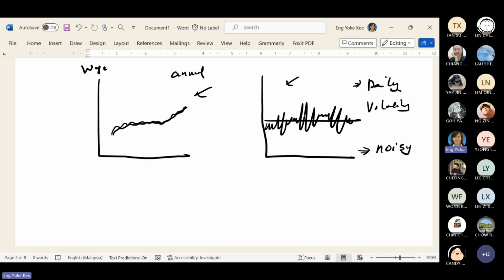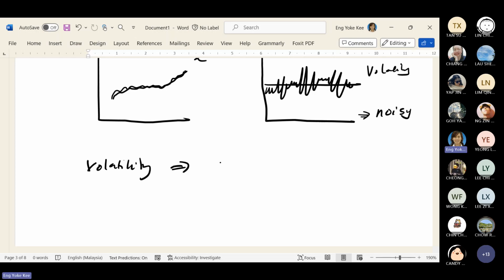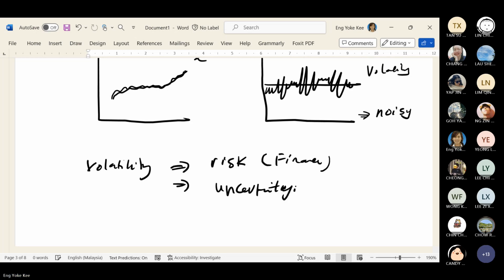So for high frequency data, you see this kind of volatility happening, right? So for us, volatility implies what? Risk for finance. Every risky business dislikes this fluctuation, right? For economists, volatility implies uncertainty. Okay, so no matter whether you are coming from a finance background or econ background, you are interested to capture this kind of volatility in the series, like interest rate.